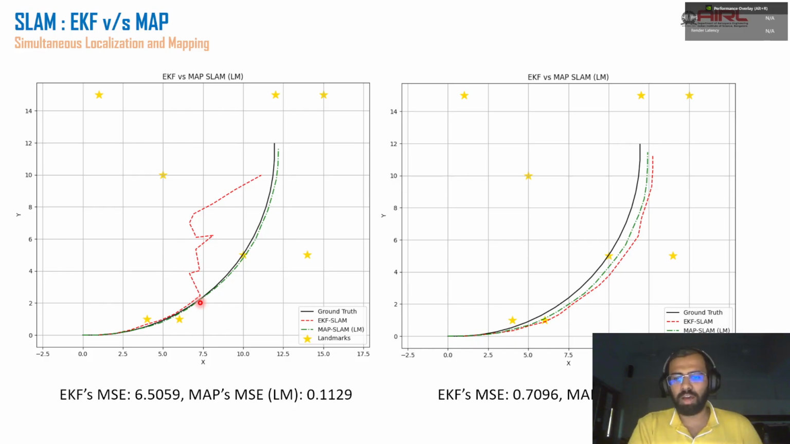So the RMSE or MSE error which you see for EKF and MAP can show a vast difference between multiple different runs. Sometimes it goes way too high. Sometimes it's okay, but it's still quite far away. And that is the observation which I wanted to showcase.